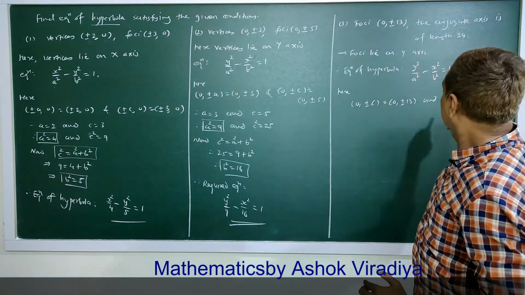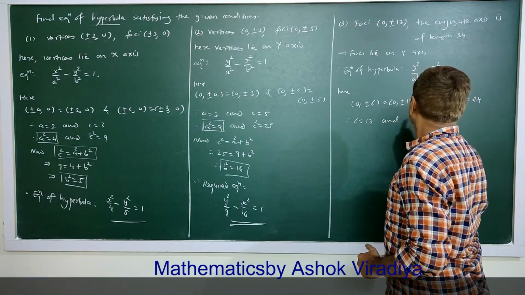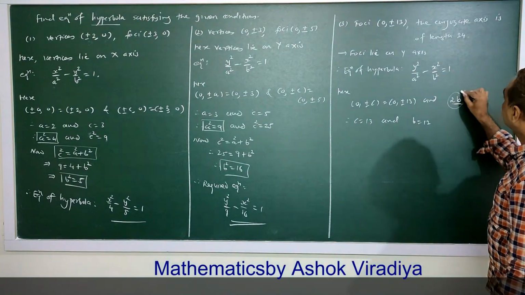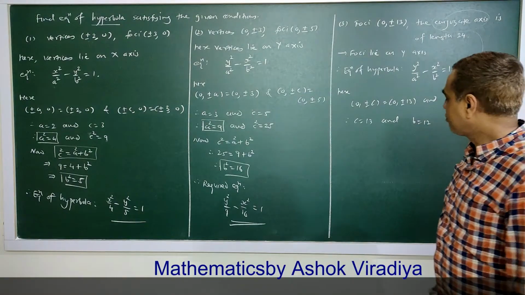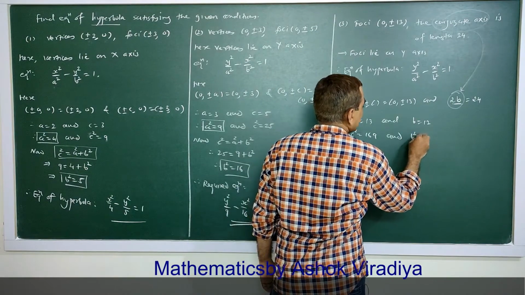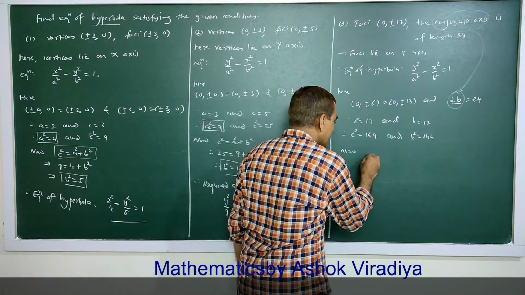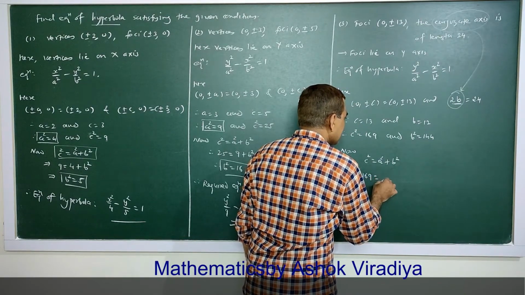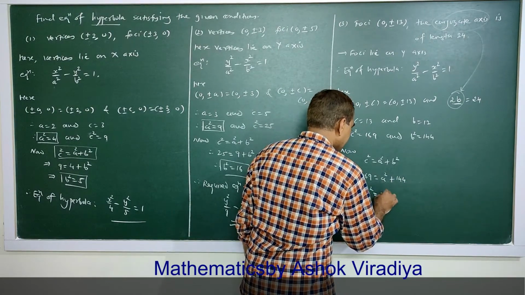Here conjugate axis is given, so we take 2b. So here c is 13 and b is 12. This is the formula for the length of conjugate axis. Therefore c square is 169, b square is 144. Now to find a square, we take c square equal to a square plus b square. That is 169 is a square plus 144. So a square is 25.